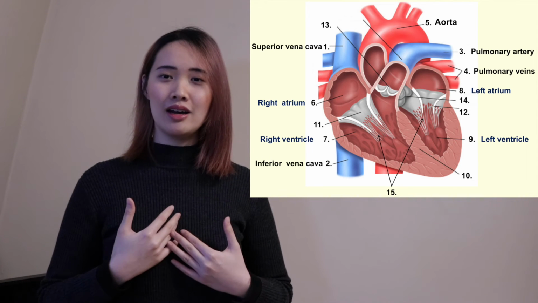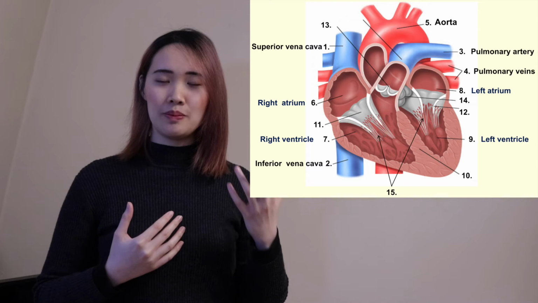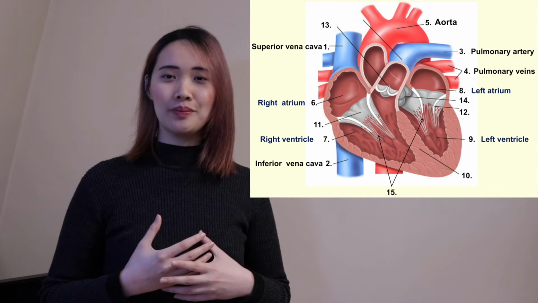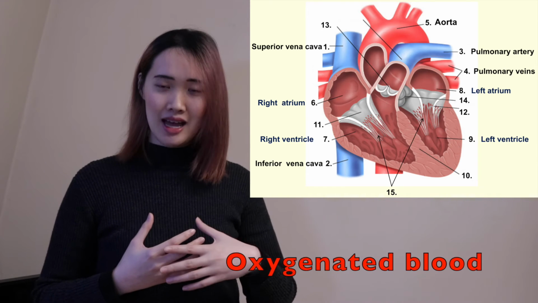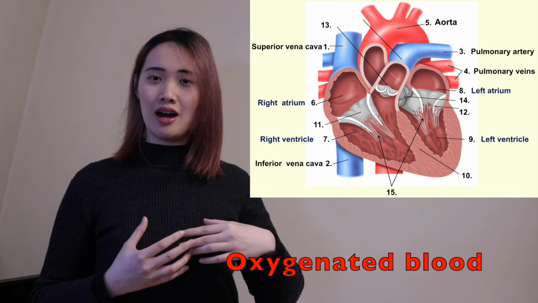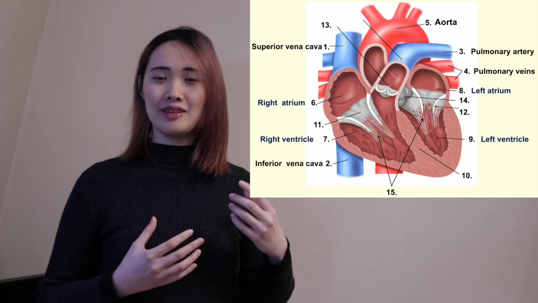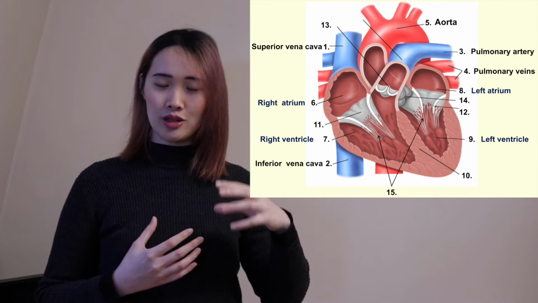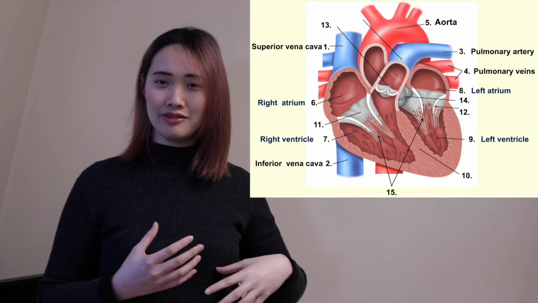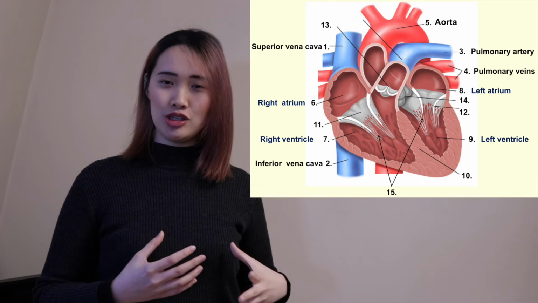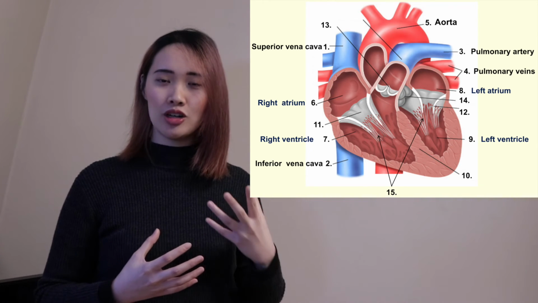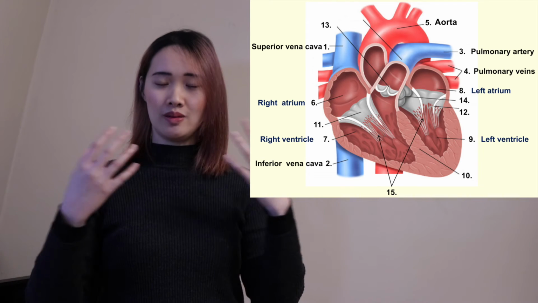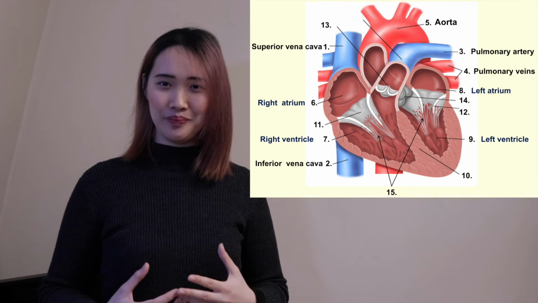Obviously, in our lung, this deoxygenated blood would get oxygen and become oxygenated blood, and then this blood will come back to our heart, get into our left atrium. Our left atrium would then pump this oxygenated blood into our left ventricle, and our left ventricle would then pump this oxygenated blood to all parts of our body through aorta.